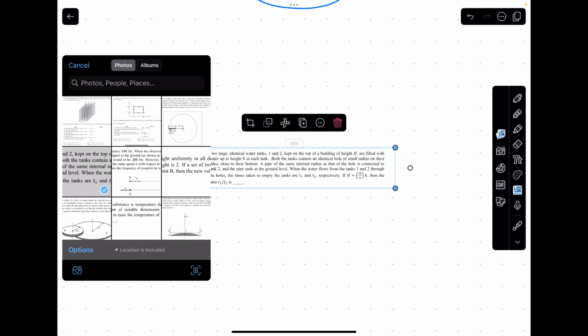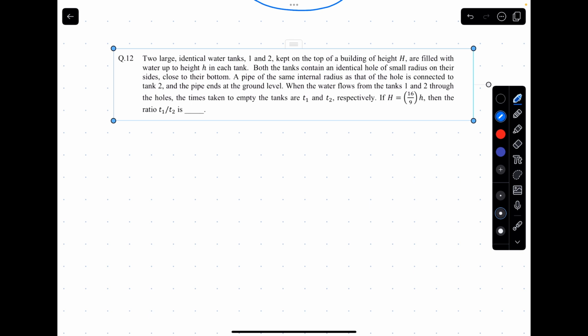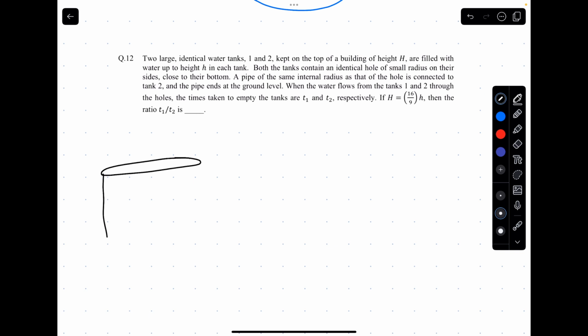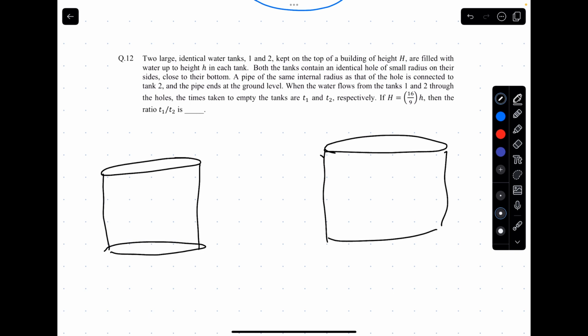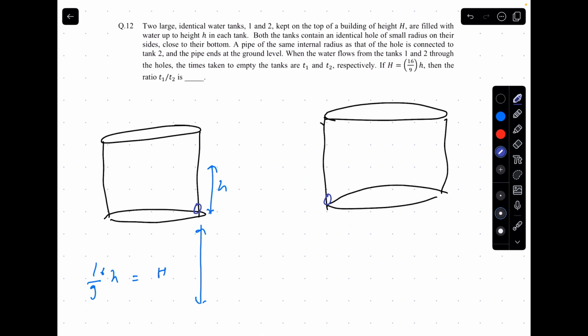Now we have our next, 12th question. In the 12th question, what they have given is that there are two identical tanks placed on a building of height H. Both are identical to each other, and we have filled water in both of them up to a height of small h. The building height is 16 by 9 multiplied by h. Now I have a hole in both of them at the bottom, and water will flow from both.